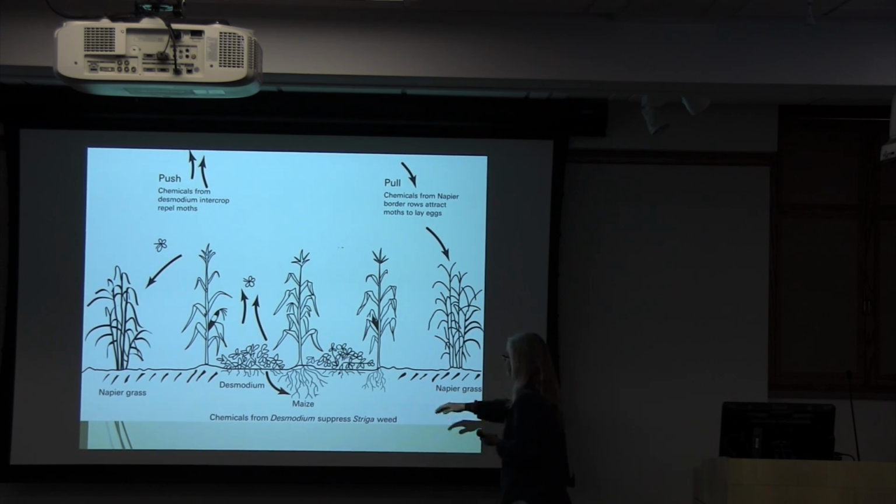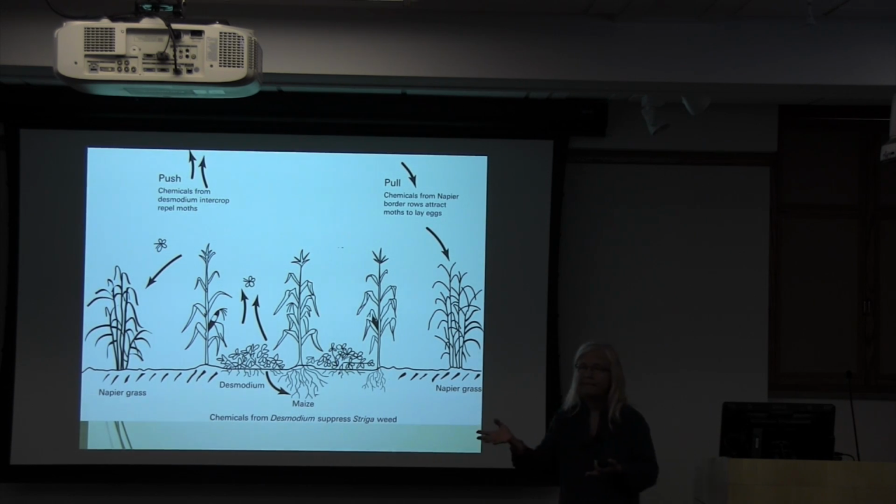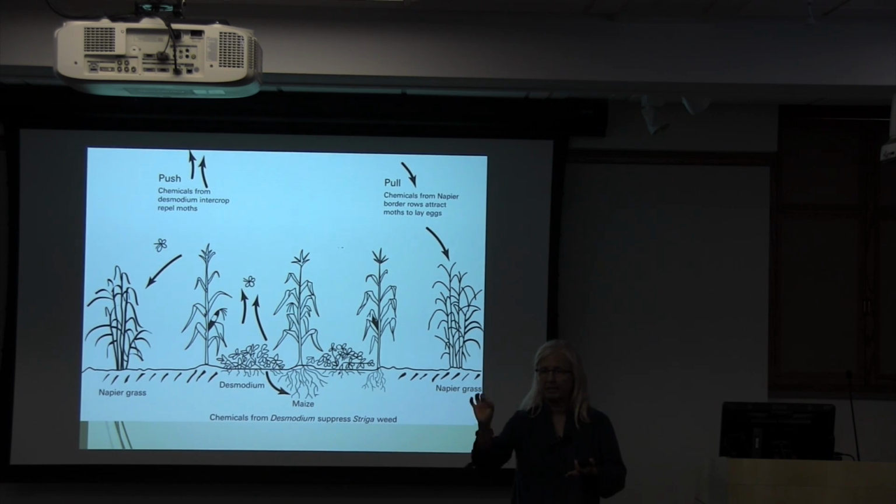And then the Desmodium also releases some root exudates that stimulate germination of the striga. However, it's a suicide germination. The striga germinates, but it cannot elongate to connect to the maize roots. So it ends up dying. And why can it not elongate its roots? Why can't it elongate the seed tube? I forget the technical name of it.